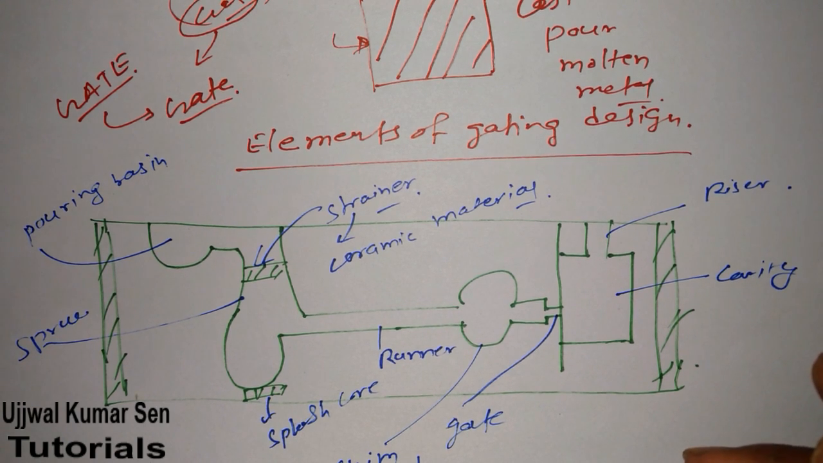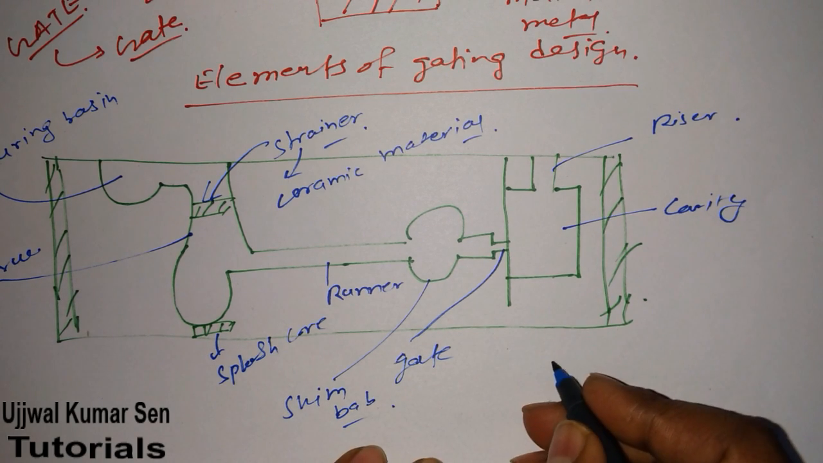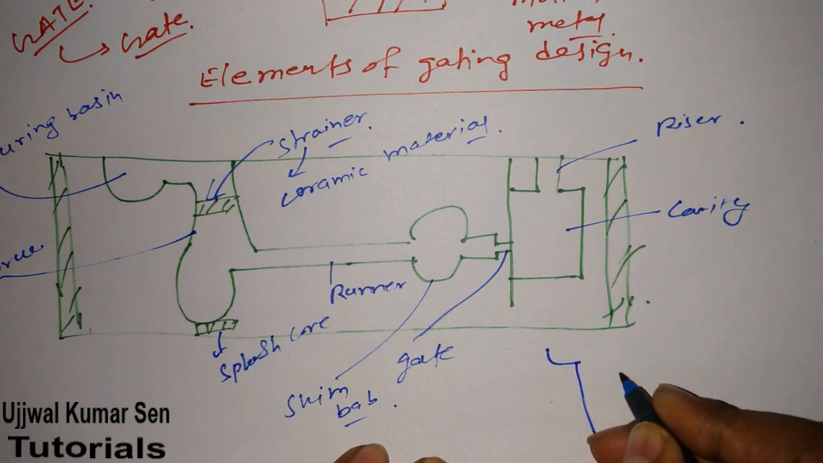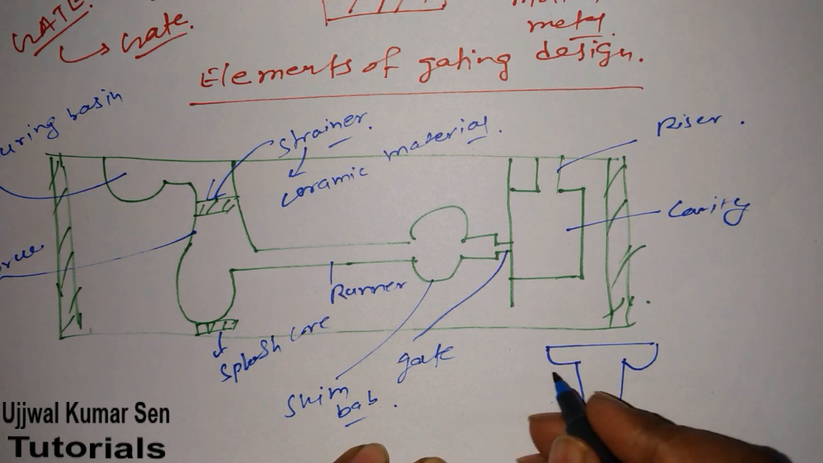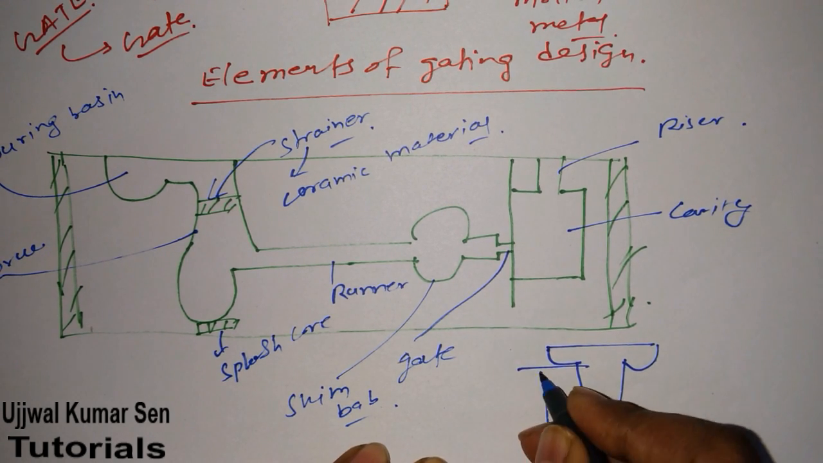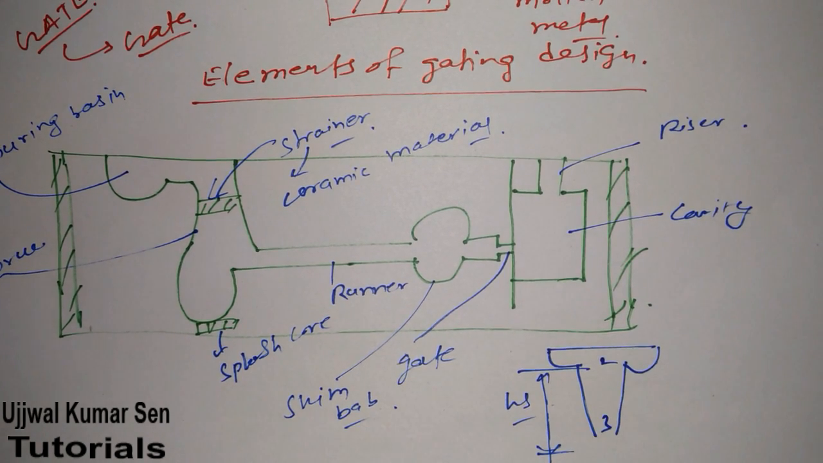Now I will go for the most important part, that is gate. But before sharing the design of gate, let me share with you what type of sprue we are using and what main important things we need to remember. Suppose that this is the height of the sprue. Now this is 2 and this is 3, the entering and the exit point.